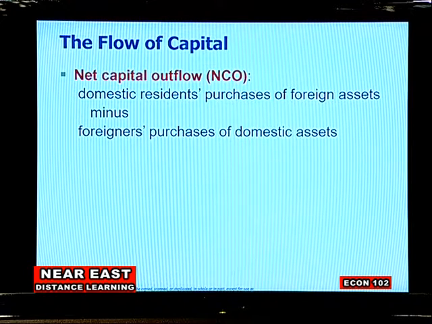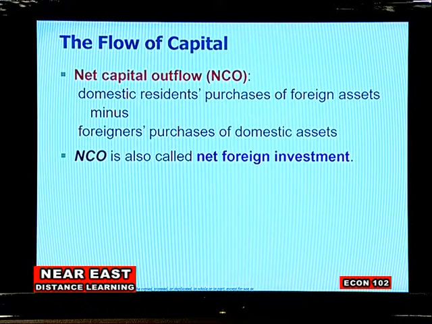Then how do you measure the flow of capital? We see net capital flow as domestic residents' purchase of foreign assets minus foreigners' purchase of domestic assets. Such a thing is called net capital flow or net foreign investment. Domestic residents' purchase of foreign assets minus foreigners' purchase of domestic assets. That's net capital outflow or net foreign investment.